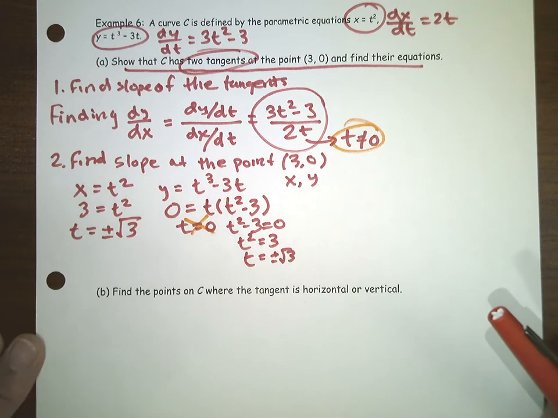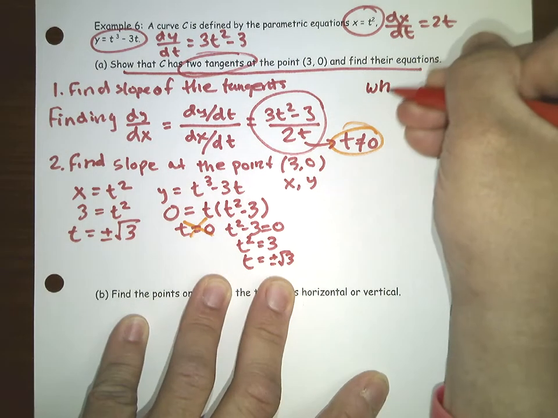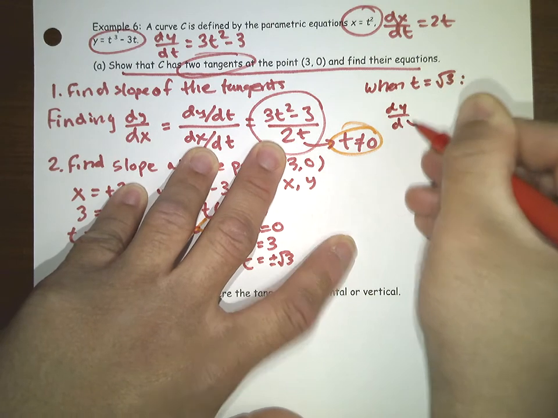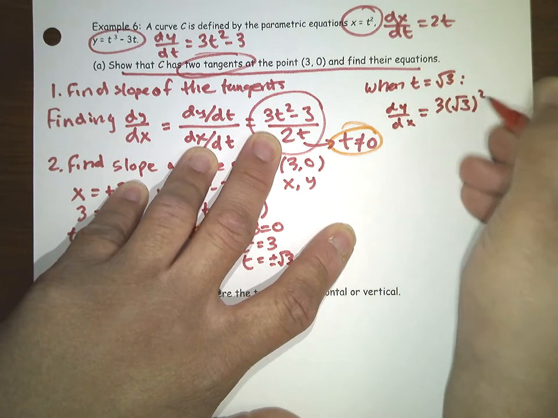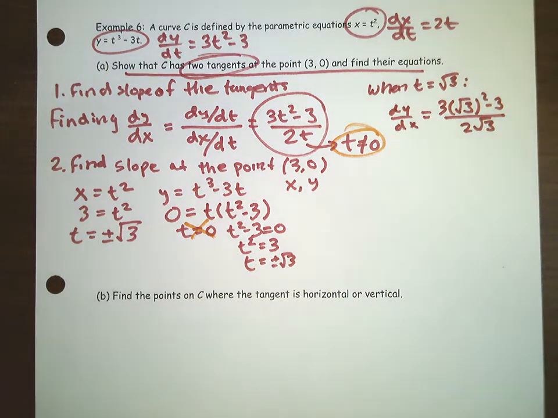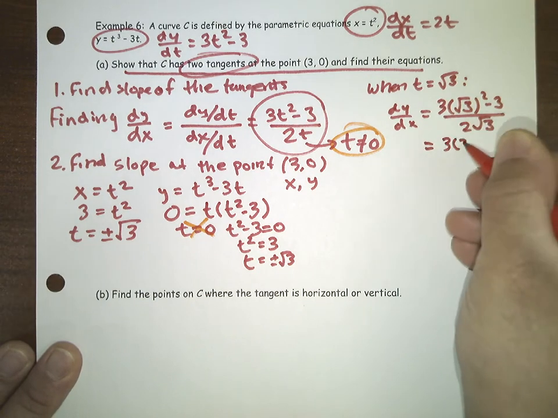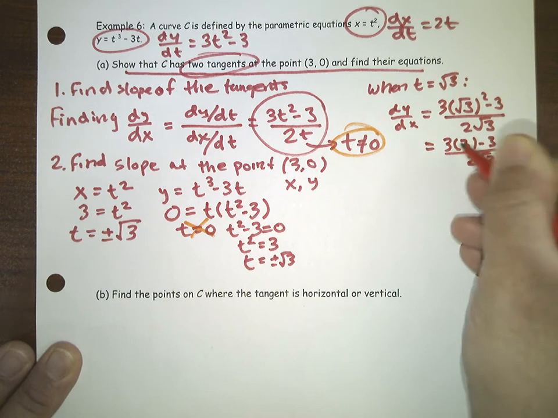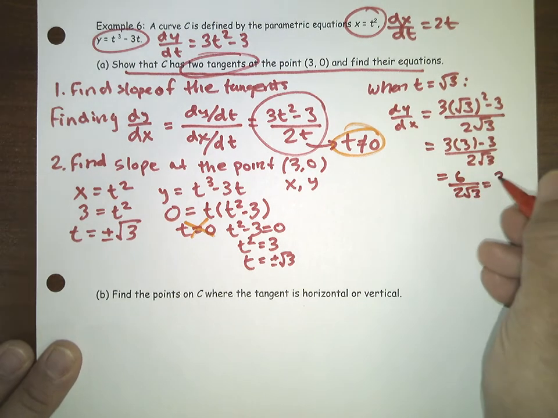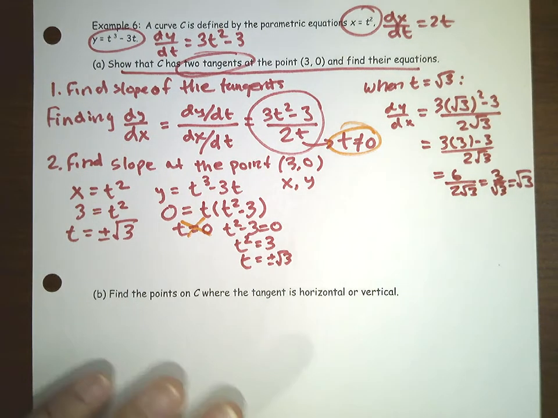All right, so now we need to figure out what those tangents are. When t is equal to the square root of 3, dy/dx is 3 times the square root of 3 squared, minus 3, over 2 square root of 3. The square root of 3 squared is 3, so 3 times 3 minus 3 over 2 root 3. That's 9 minus 3, which is 6, over 2 root 3. So that's 3 over root 3, or just the square root of 3, when I rationalize the denominator.